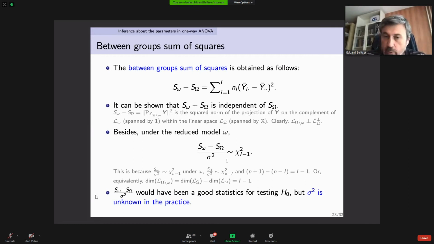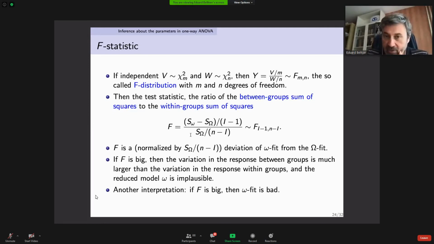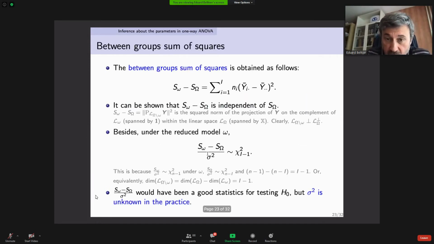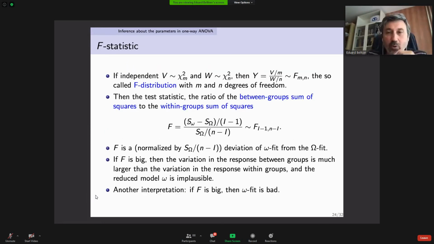We would have used that if we knew sigma squared, but we don't know it. Therefore, we have to substitute sigma squared. Still, it's a good thing. The difference is the right thing to use as a statistic, but sigma squared is unknown. So what do we do? We divide by the estimator of sigma squared, and we divide by something which is independent of that. And you see what we get. Let me first introduce what the F distribution is. So the F distribution is the following thing.